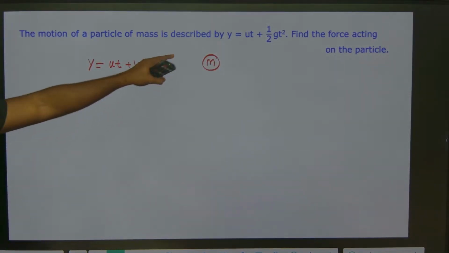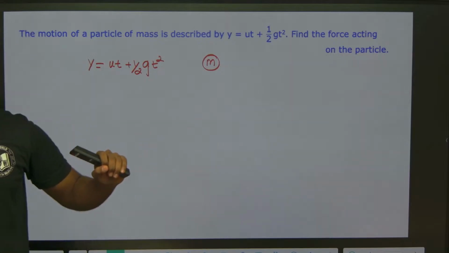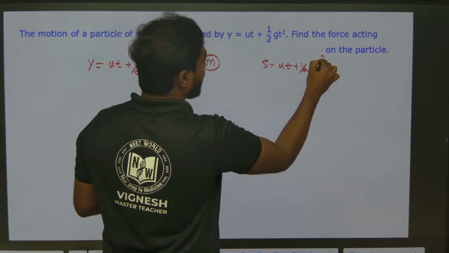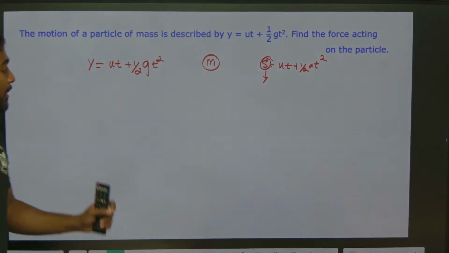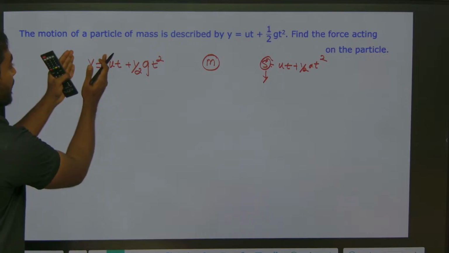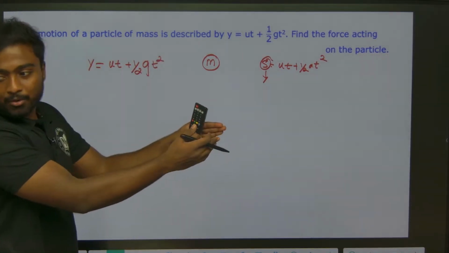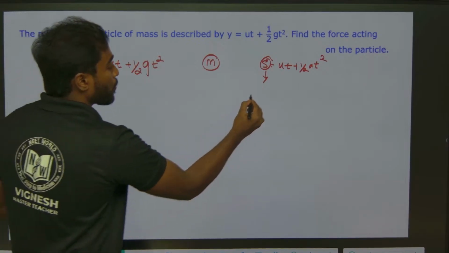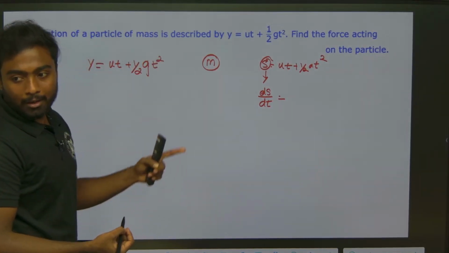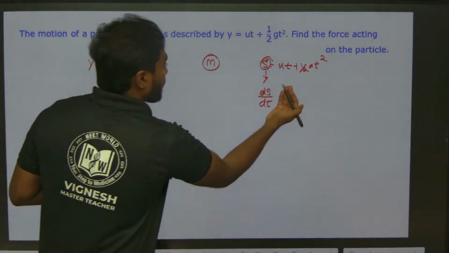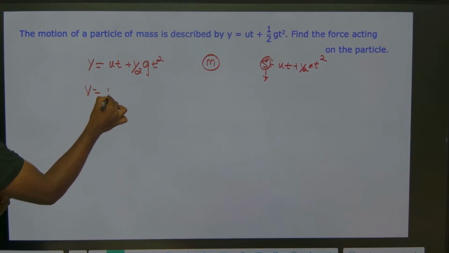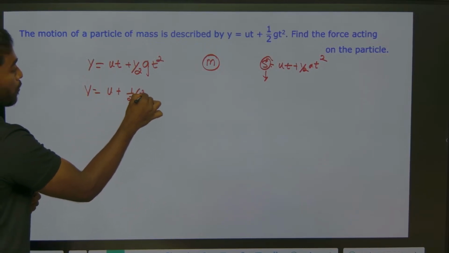The displacement equation is given: s equals ut plus half at square. This is displacement, right? If I differentiate with respect to time on this side and also on this side, I will get my velocity. So ds by dt equals, I will get my velocity equation. Let me consider this as v, velocity equals u plus half into gt.